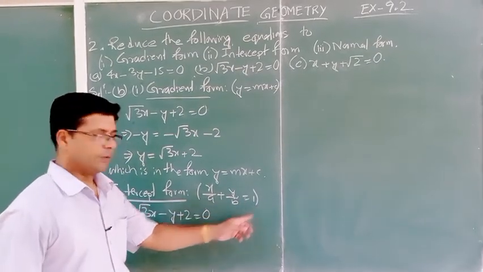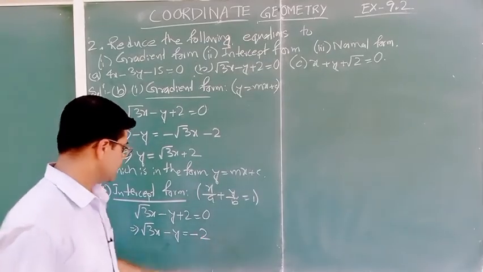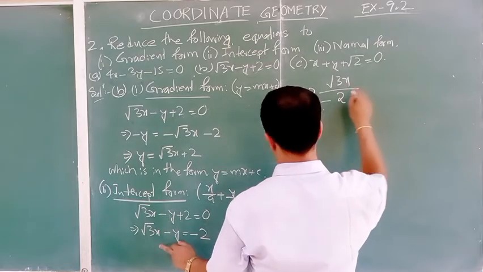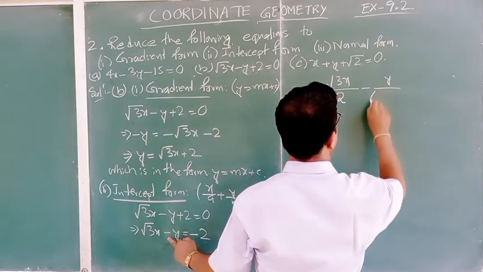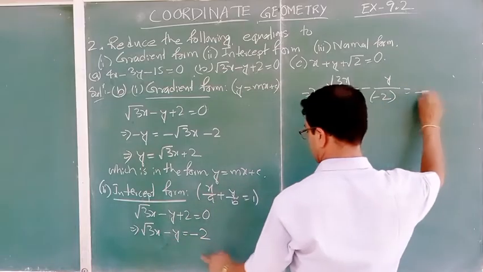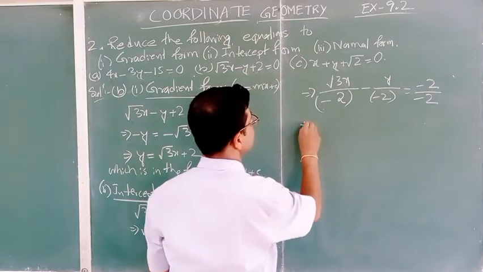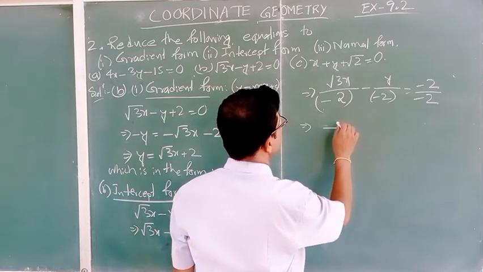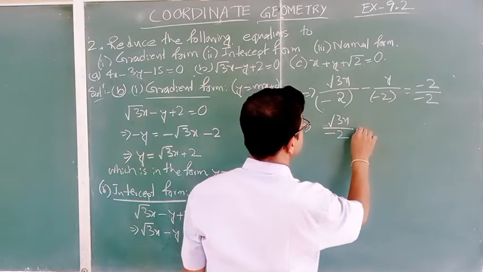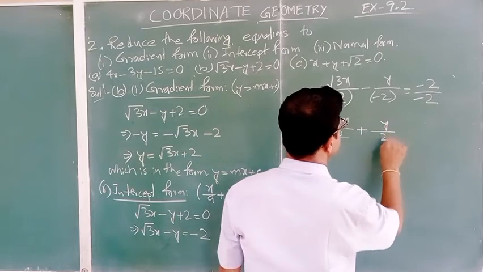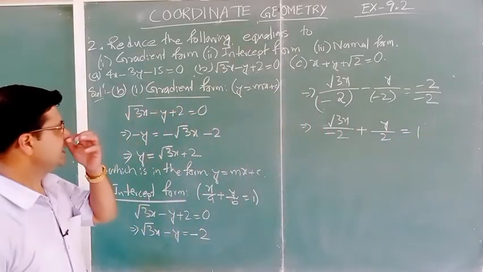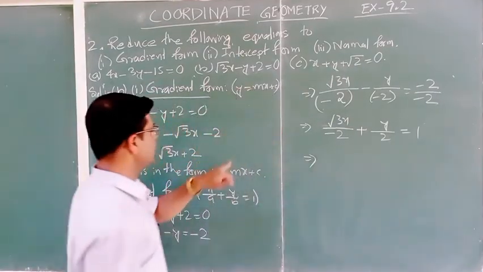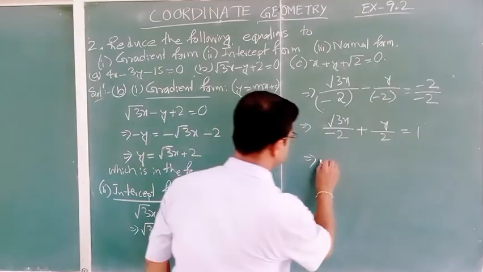On the right hand side it should be 1. What we do, we will divide each term by minus 2. So what do we obtain? Root 3x divided by minus 2, minus y divided by minus 2, and minus 2 divided by minus 2. So it is minus root 3x by 2 plus y by 2, it is 1. You see, right hand side is already 1, we have reduced in this way, but it will be now x by a.